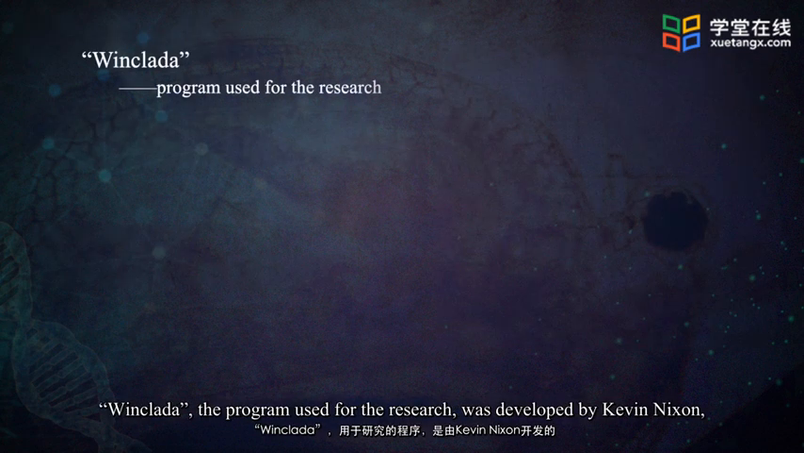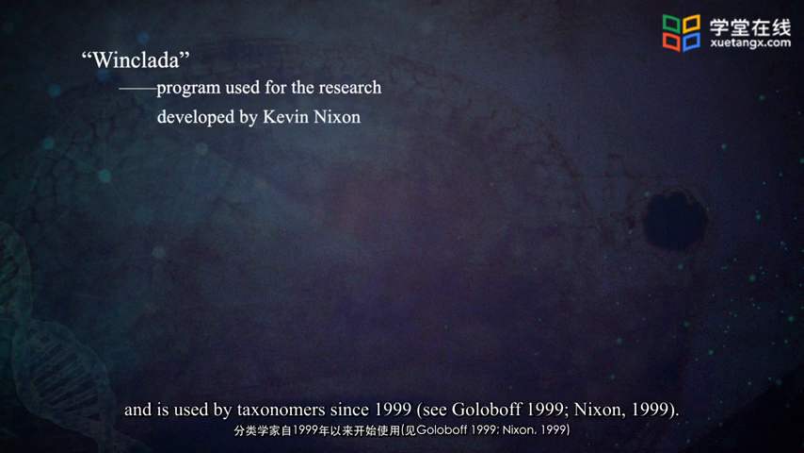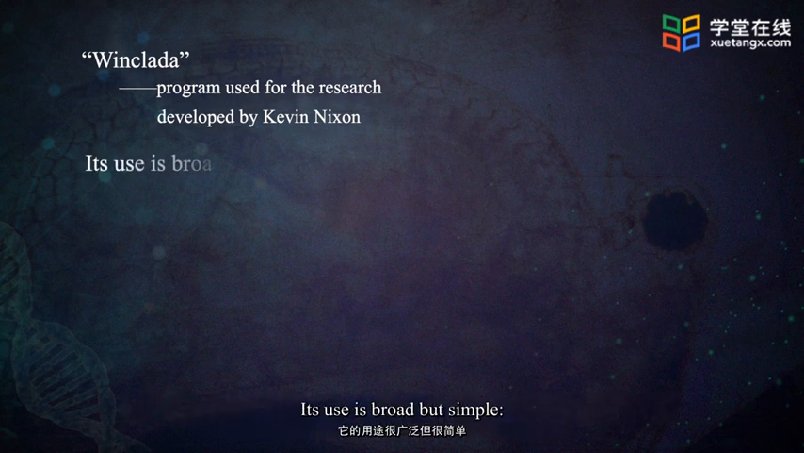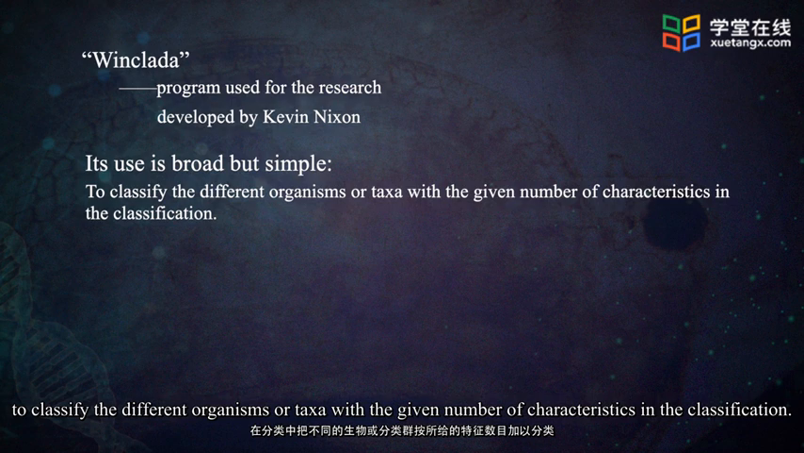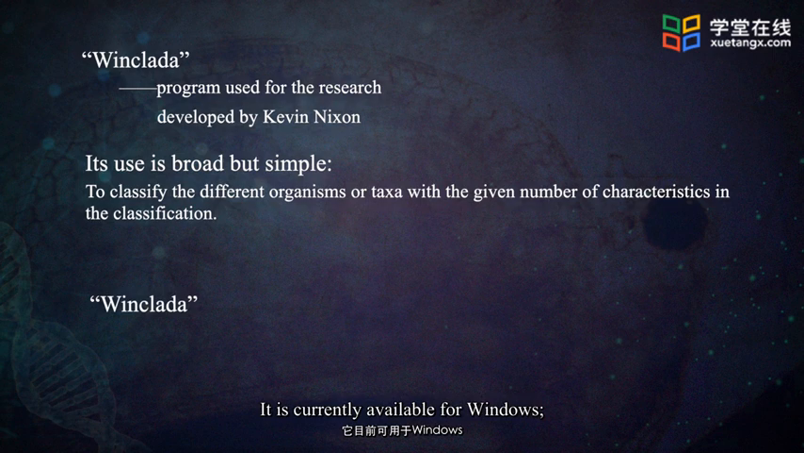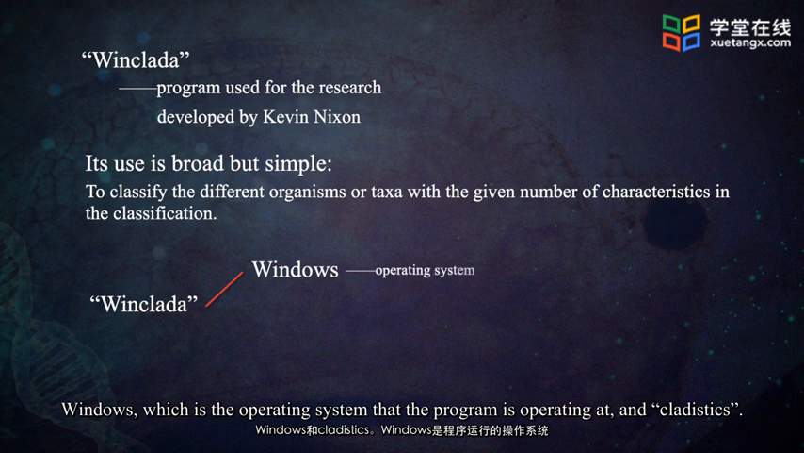Winclada, the program used for the research, was developed by Kevin Nixon and has been used by taxonomists since 1999. See Goloboff 1999, Nixon 1999. Its use is broad but simple: to classify the different organisms or taxa with the given number of characteristics in the classification. It is currently available for Windows.